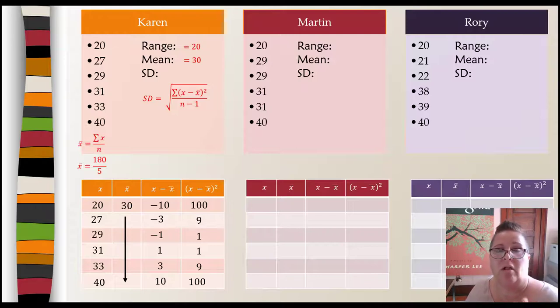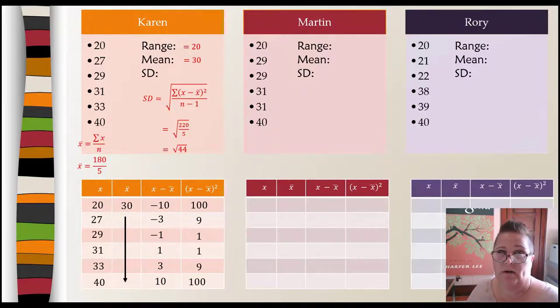I've now squared all of the differences, so I need to add up those squares. That's the 100 plus the 9 plus the 1 plus the 1 plus the 9 plus the 100. And I need to divide it by 1 less than the number of data points. Since I had 6 data points, I'm going to divide this by 5. This gives me 220 divided by 5, which is 44. And I need to take the square root of that 44.